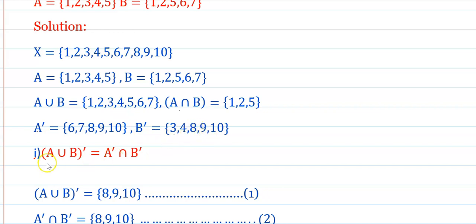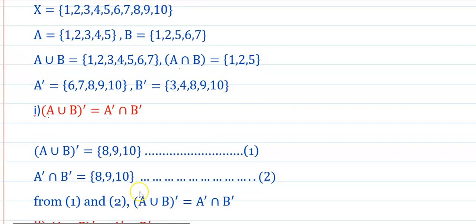Okay. Now first we prove (A union B) complement is equal to A complement intersection B complement. What about (A union B) complement? (A union B) complement is equal to 8, 9, 10. A union B is 1, 2, 3, 4, 5, 6, 7. What elements remain other than these? The 8, 9, 10 that are in U. Therefore (A union B) complement is 8, 9, 10.